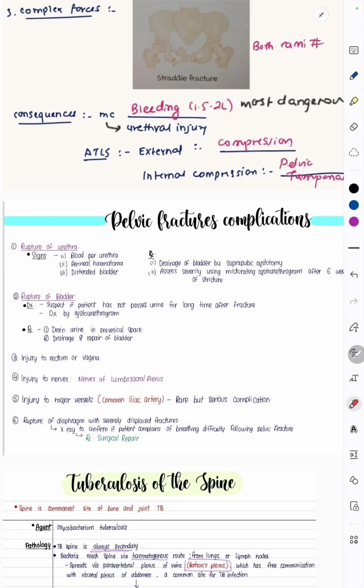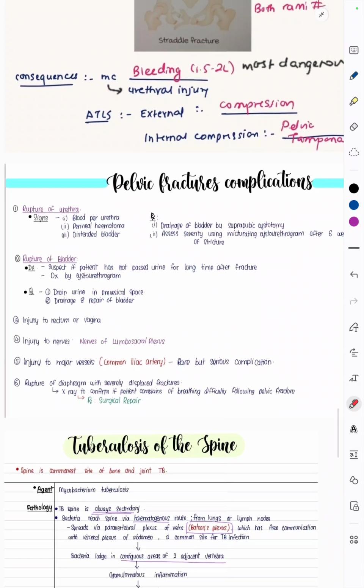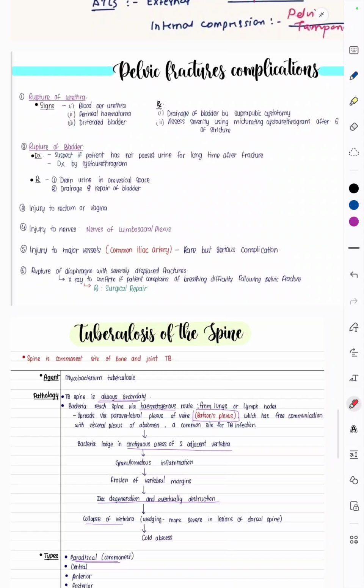Then rupture of the bladder can happen if there is further over-distension of the bladder. Diagnosis is made by cystourethrogram, and here you have to drain the urine in the prevesical space. Then injury to the rectum or vagina, and injury to the nerves. The nerves of the lumbosacral plexus are the most commonly affected. Injury to major vessels, that is the common iliac artery. Then rupture of the diaphragm can happen as well.